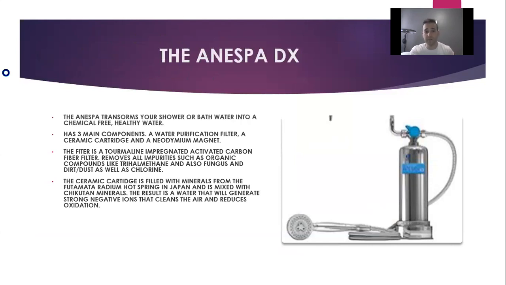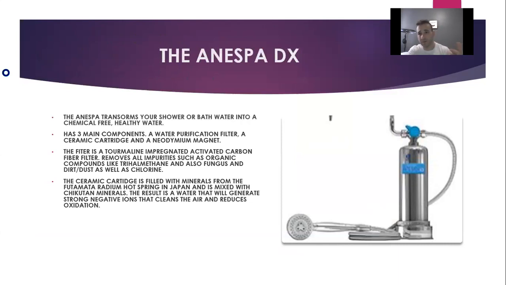And we have Chicotan minerals. The result of these minerals in the water is that they generate strong negative ions, which cleans the air around the shower and reduces oxidation. So we have an antioxidation, negative ion producing, chemical-free shower water. Not only are you reducing chemicals and toxins from your water, but now you're introducing minerals found in a therapeutic, natural radium hot spring.